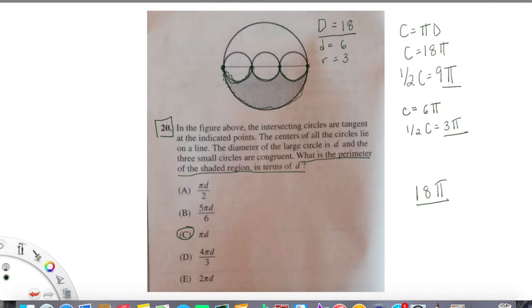So pick numbers. You turn the hardest problem that is supposed to be determining who gets into the best Ivy League schools into a really manageable problem by picking good numbers here.